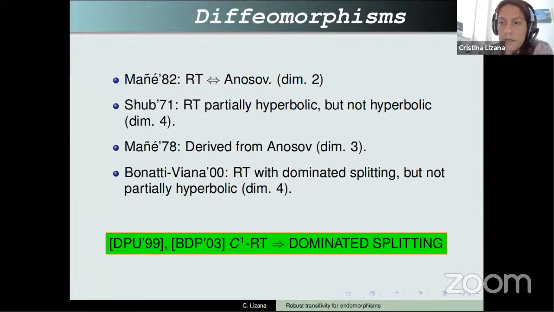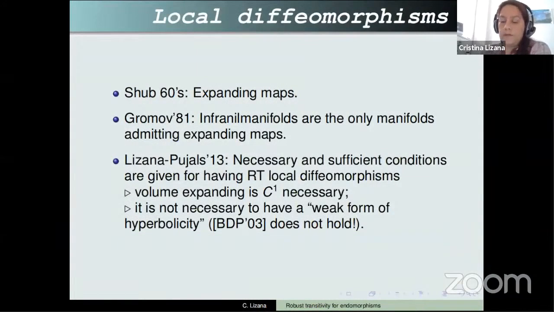So I said at the beginning that we are working with endomorphisms. So let's see what happens for local diffeomorphisms first. There are some very well-known examples, the expanding maps. They are robustly transitive, and if you perturb any expanding map, you still continue having this property. Since it is expanding, your tangent bundle is going to have expanding behavior. And Gromov proved that the only manifolds that admit this kind of map are the infranil manifolds.